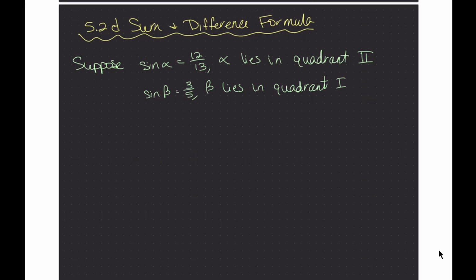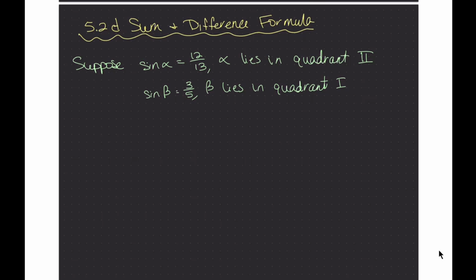If we look at any of our sum or difference formulas, for either the sum or difference of sine or the sum or difference of cosine, we need to know cosine alpha, sine alpha, cosine beta, and sine beta. We need to know all of those in order to plug into the formula. They gave us sine alpha and beta, so what do we need to find? Cosine alpha and cosine beta.